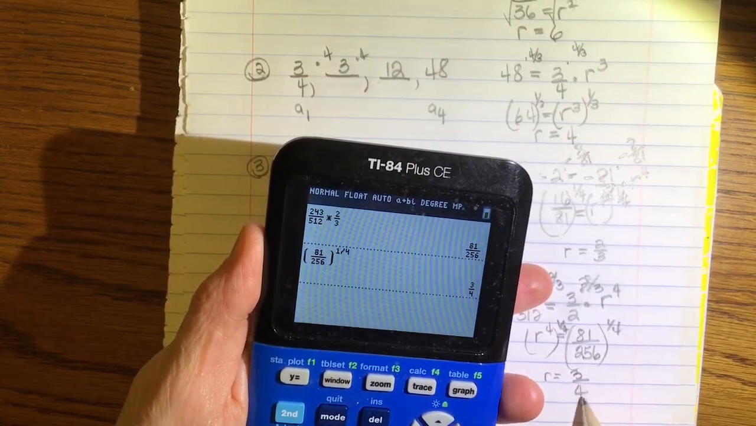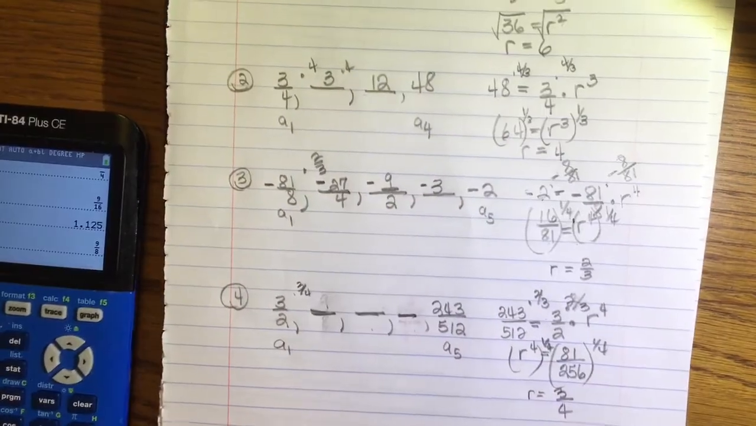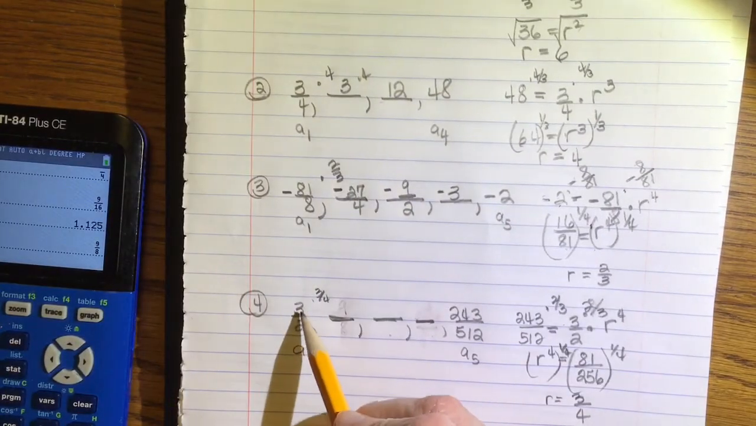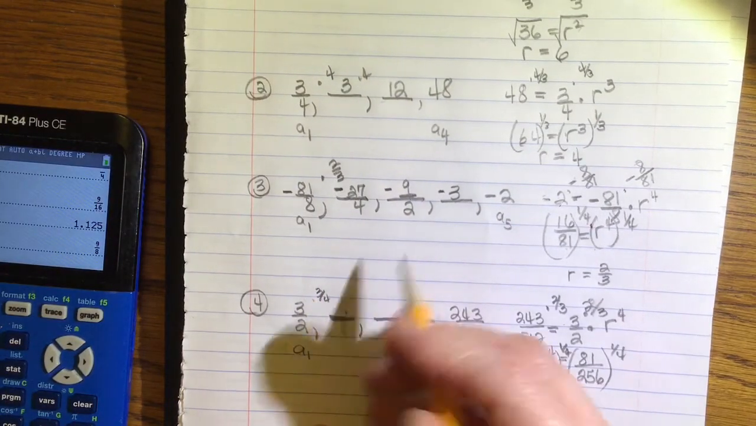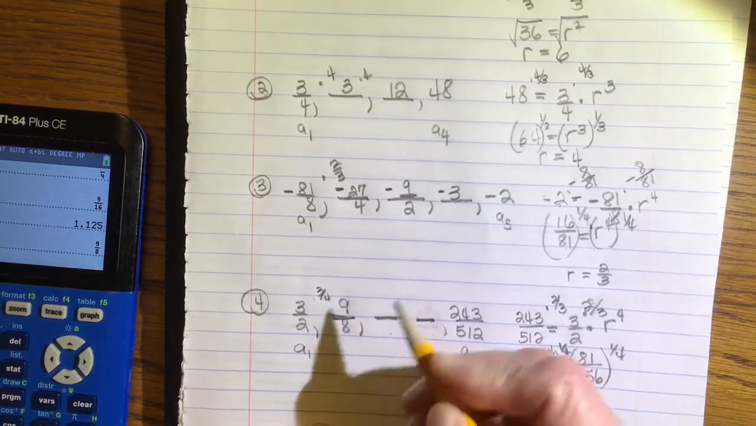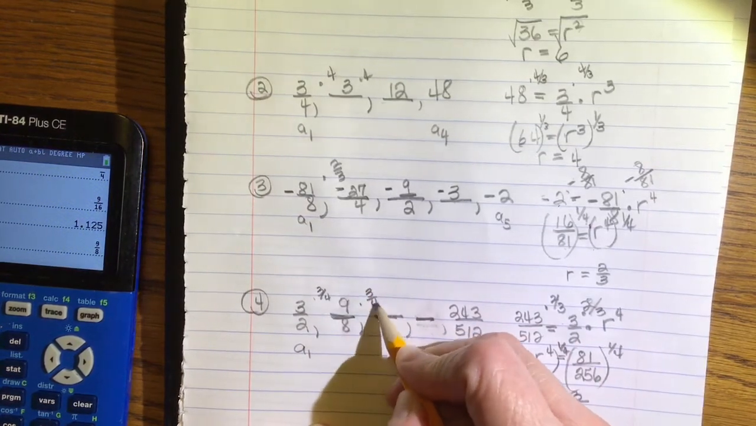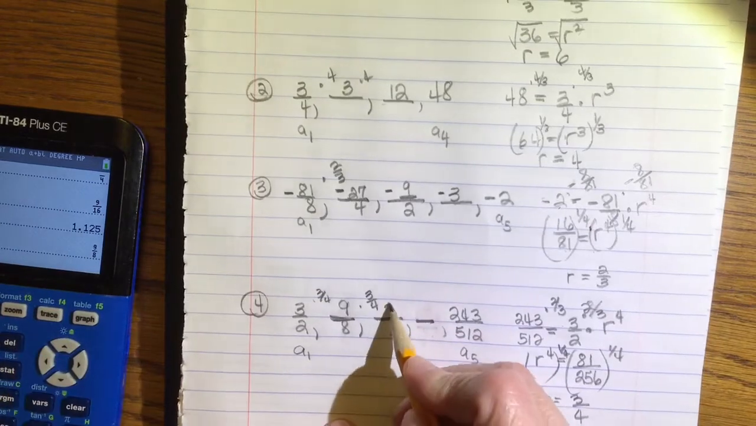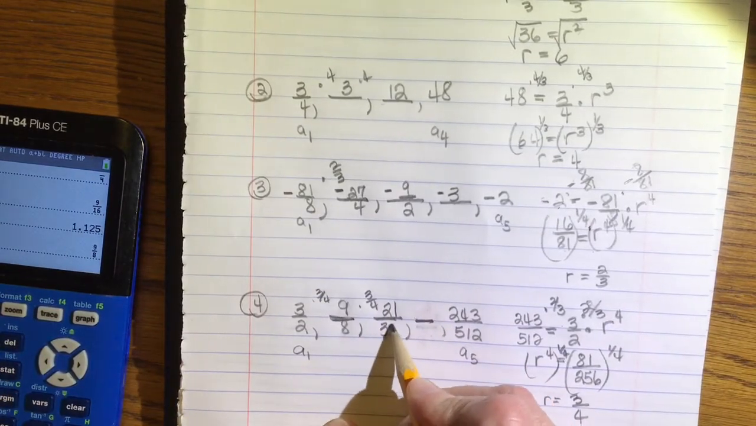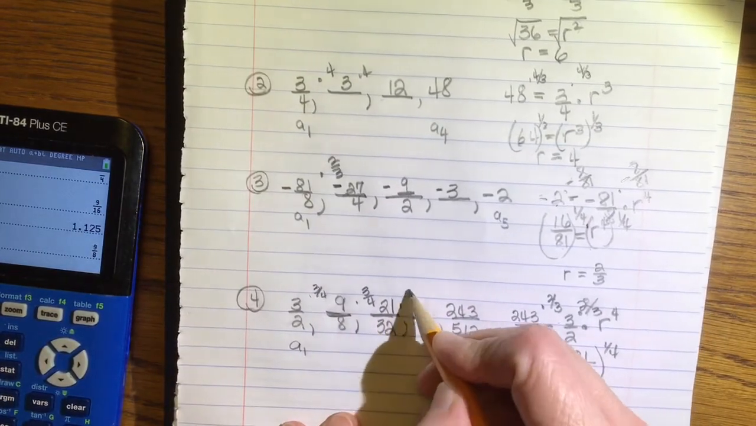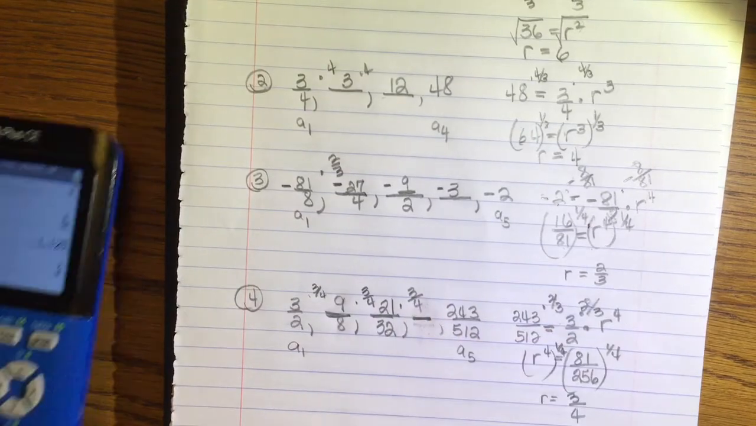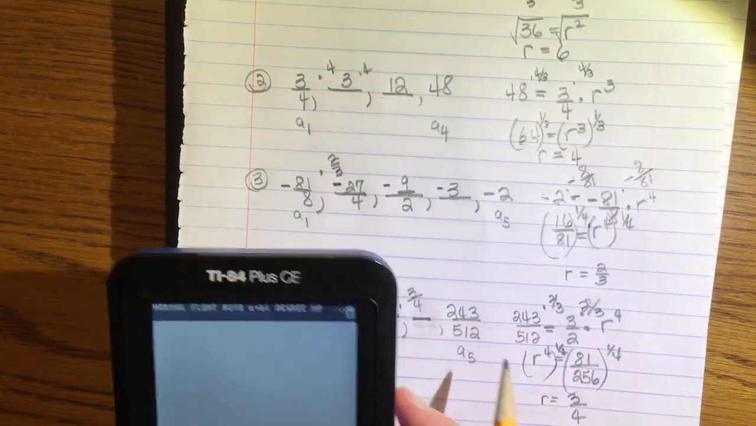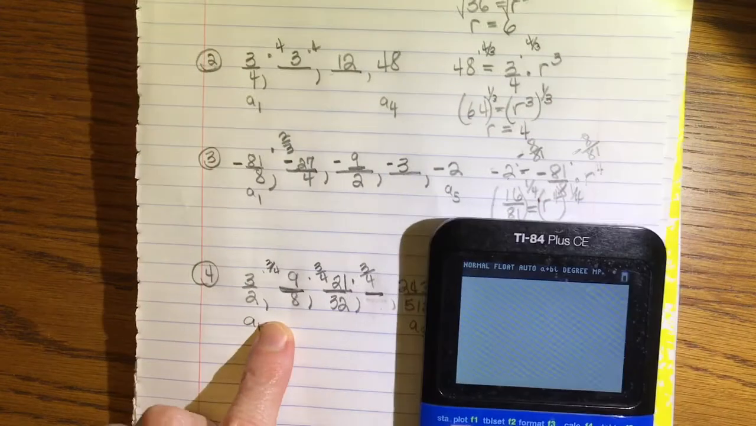A little bit easier. Okay, we can just tell by looking at that one that 3 over 2 times 3 over 4 is going to be 9 over 8. And then times 3 over 4. And that's going to be 27 over 32. And then times 3 over 4. And I can come back to my calculator if I need to. Let's see. I'll just go back and we'll check what we've got.